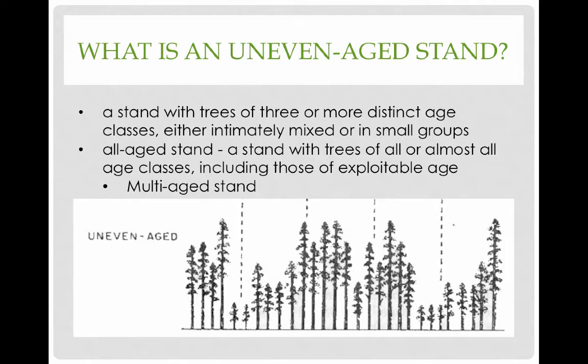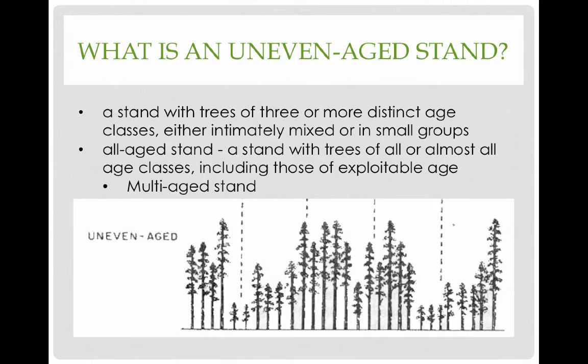We can also use the term all-age stand, with a stand of all or almost all age classes, including those of exploitable age, so those that can be harvested. Another term that can be subbed in with uneven age is multi-age. But for our definition, an uneven age stand has three or more age classes.